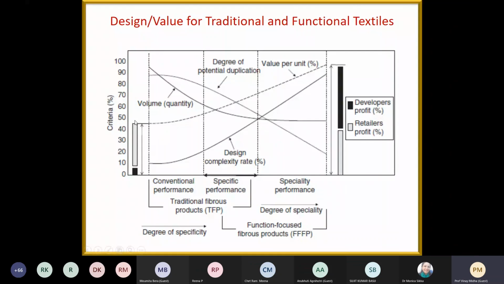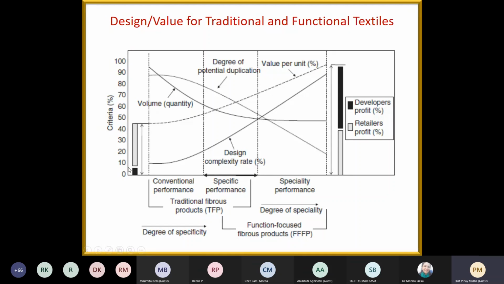But as we move from conventional performance products to the specialty products, the developer's profit is increasing significantly. And this is even, you can say, slightly more than the retailer's profit. The person who has actually developed this particular product, his share and this particular value is higher as compared to the retailer, almost equal, but for the developer it is slightly more than the retailer. But in case of the conventional products, the difference is very large. The retailer is getting a huge amount, but the developers are getting a slight small amount.